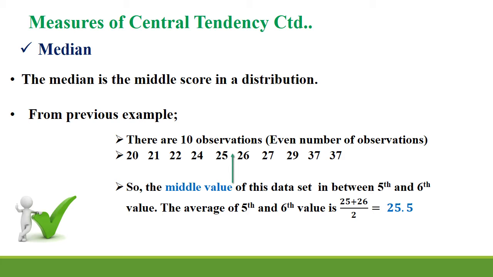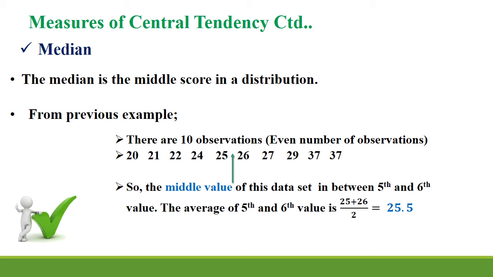Let's look at the second measure of central tendency, that is median. How can we define the median? Median is the middle observation in the data set. Using the previous example, we have 10 observations, which is an even number of observations. Before calculating the middle value, we have to arrange the data set in ascending order. Then we take the middle value. After arranging the data set in ascending order, the middle value is in between the 5th and 6th values. So we take the average of these two.